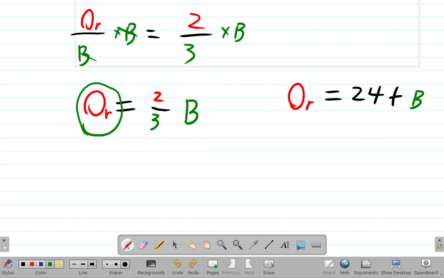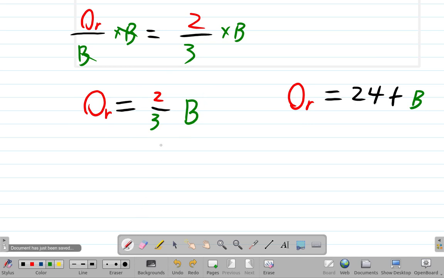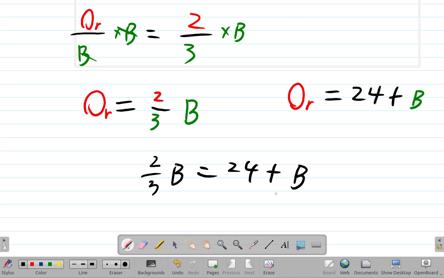Because if orange is this and orange is this, orange equals orange. Alright? So therefore this must equal this. So let's just write in one color now. 2/3 banana equals 24 plus banana. Alright?